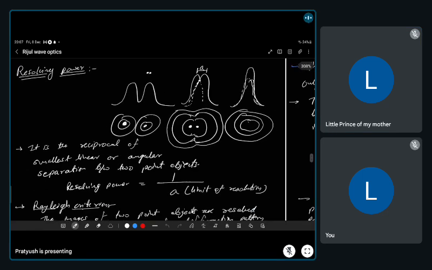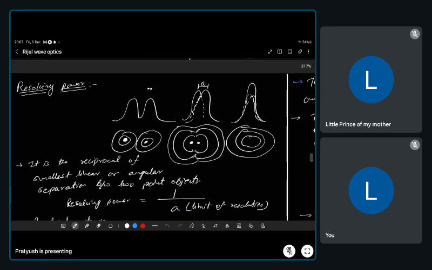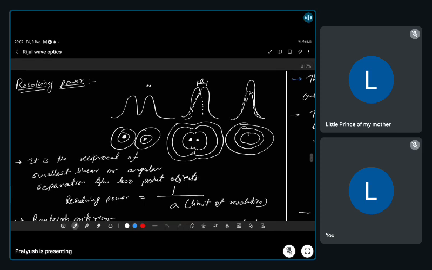Now next one is resolving power. Now what is this resolving power? Resolving power is the ability to differentiate between two objects clearly. Like our eye is there.